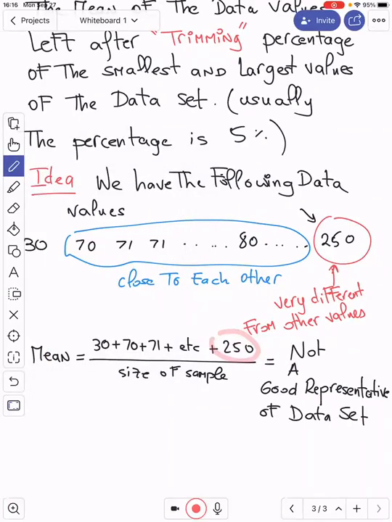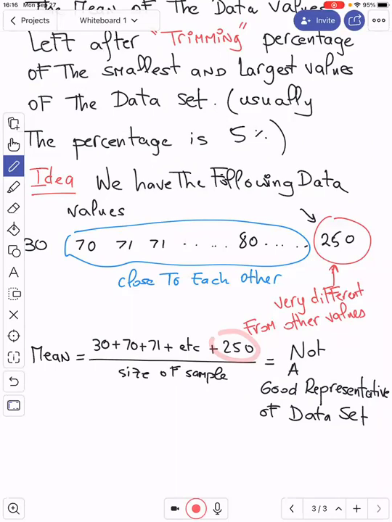Okay, because we include this 250 in our computations, right? So let's say this 250 is like the salary of the CEO, which is a very large salary compared to the salary of the other employees, right? So the idea is to get rid of this 250 and compute the mean of the data set left after removing this number.